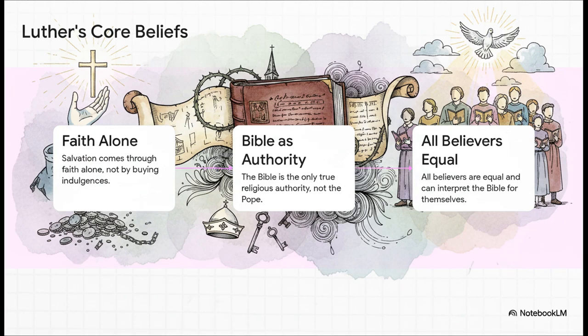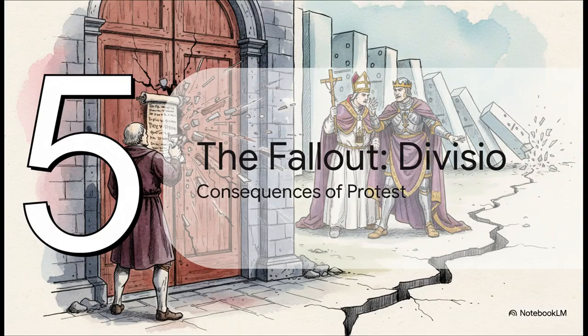Luther's arguments really came down to three huge revolutionary ideas. First, salvation comes through faith alone. You can't buy it. Second, the Bible is the one and only true authority, more important than the Pope. And third, the priesthood of all believers. That meant anyone, any regular person, could read and interpret the Bible for themselves. These three points were a direct challenge to the entire power structure of the Catholic Church. And you just can't challenge power like that and expect nothing to happen.